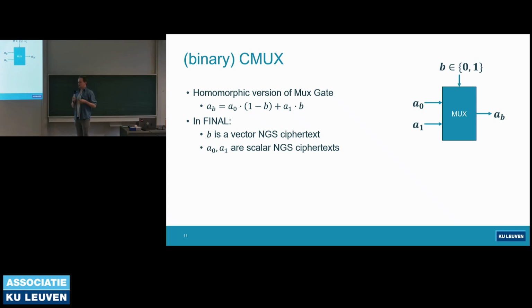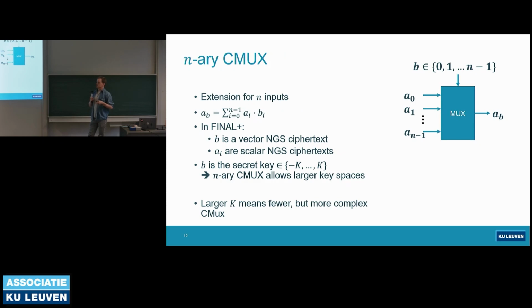So what we did actually in our paper to improve on FINAL is that we studied if it's possible to add an n-ary CMUX instead of a binary CMUX. So we extended the CMUX to get n inputs instead of just 2. We get this formula then instead, and instead of a selector bit, we have now a larger number.